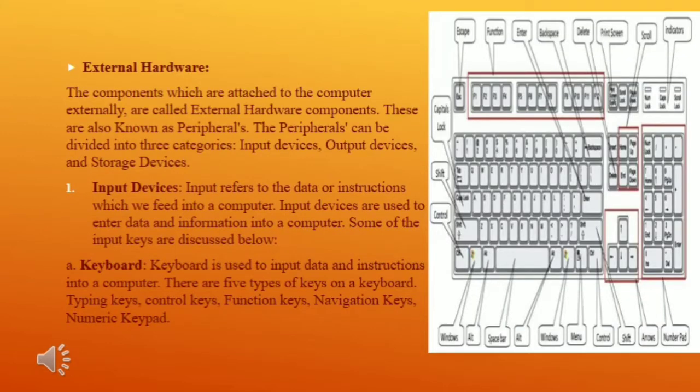External hardware. The components which are attached to the computer externally are called external hardware components. These are also known as peripherals. These peripherals can be divided into 3 categories: input devices, output devices, and storage devices.